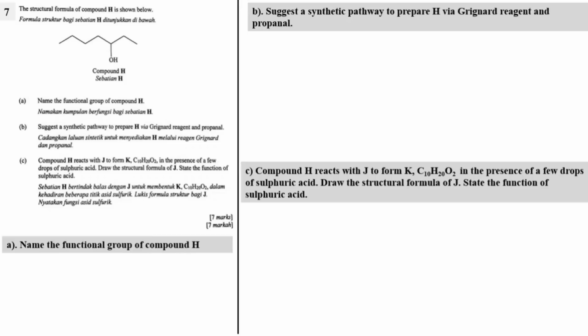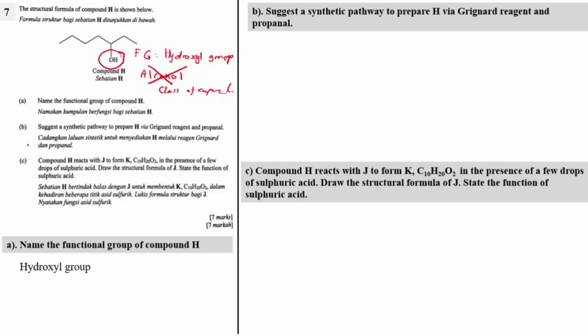Now we're going to do question number 7. For question number 7, the structural formula of compound H is shown below. So here is the compound H. And for question number 8, we need to name the functional group of compound H. From this compound, we know that this is the functional group, and the name of this functional group is the hydroxyl group. You cannot write it as alcohol because alcohol is the class of compound. So be very careful of that.